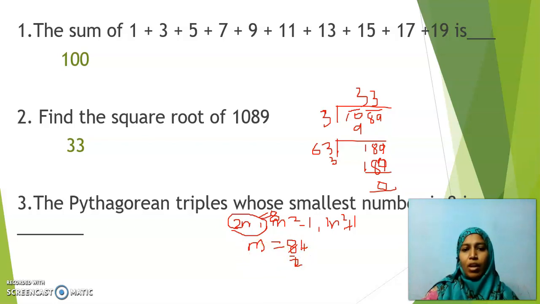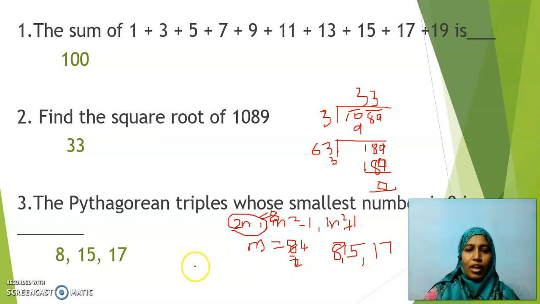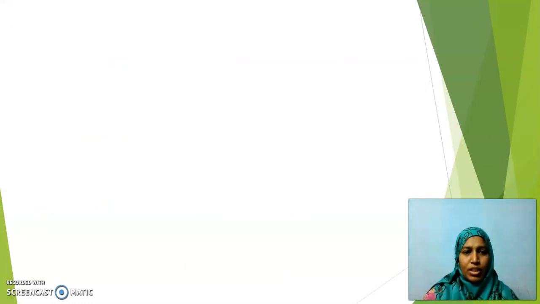What is the value of m now? It is 4. Now I have to find m squared minus 1. If m is 4, what is m squared? 16. What is 16 minus 1? 15. Then I have m squared plus 1. M squared is 16. 16 plus 1? 17. So along with this 8, I should have 15 and 17 to form the Pythagorean triplet. Is it clear? Okay. Now next, fourth question.